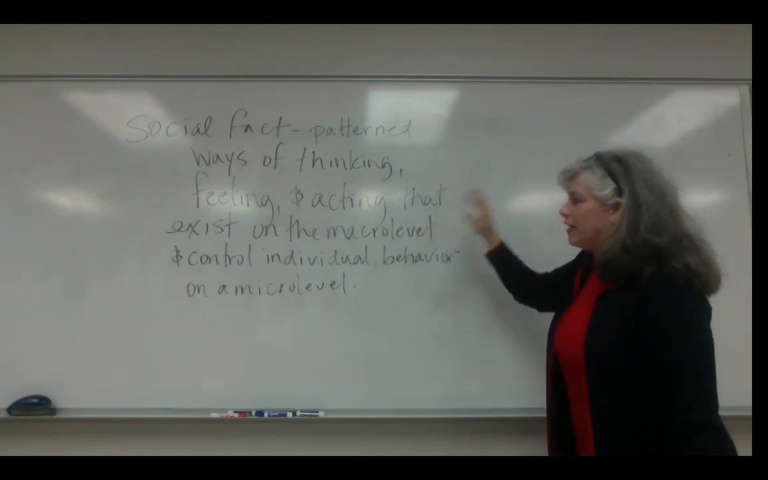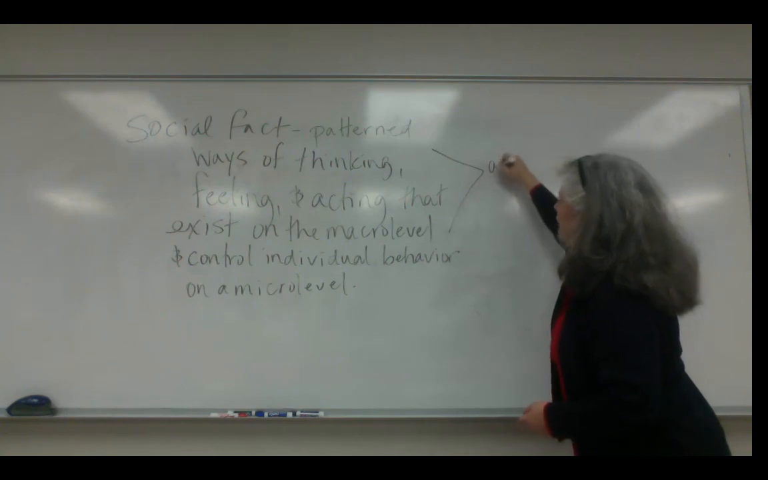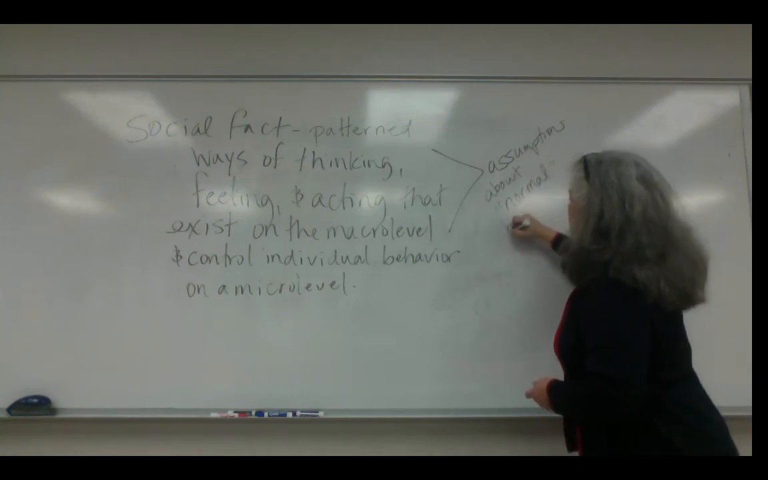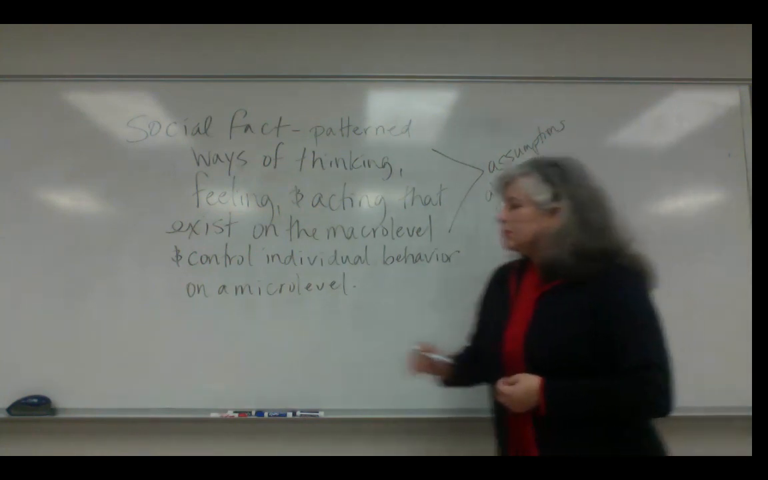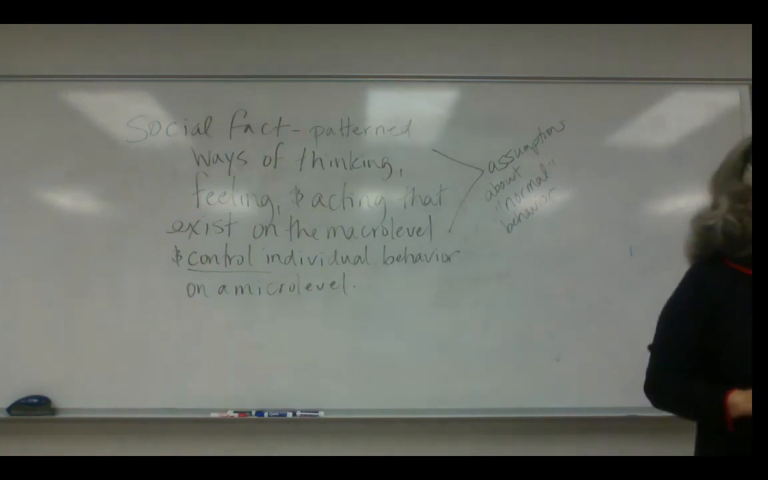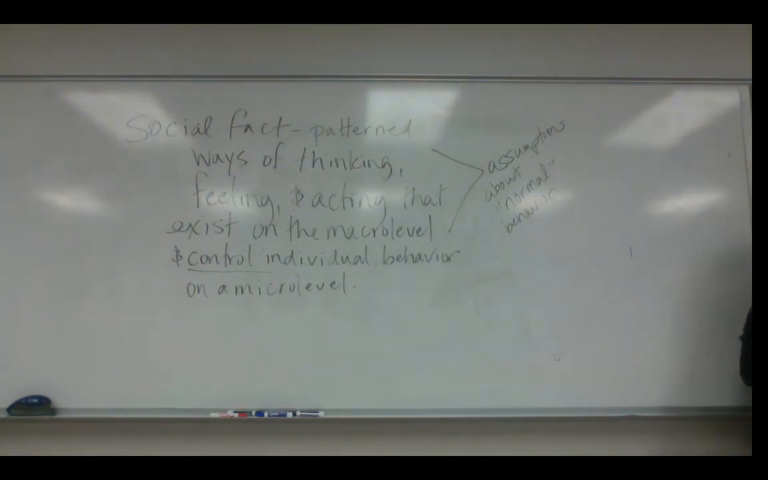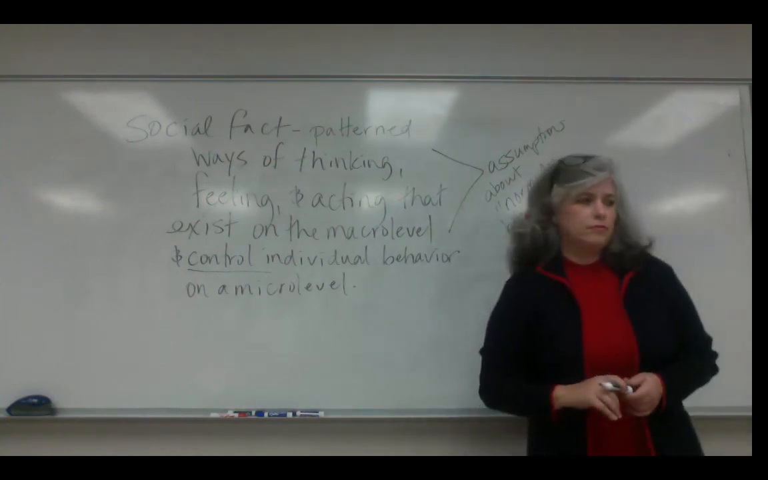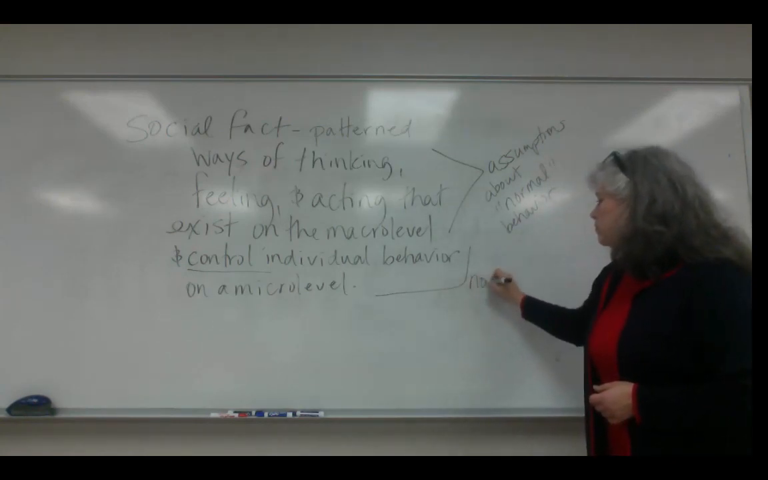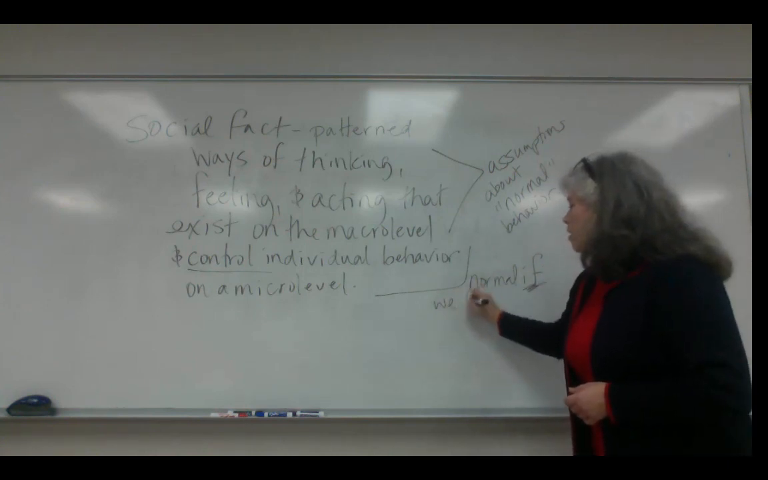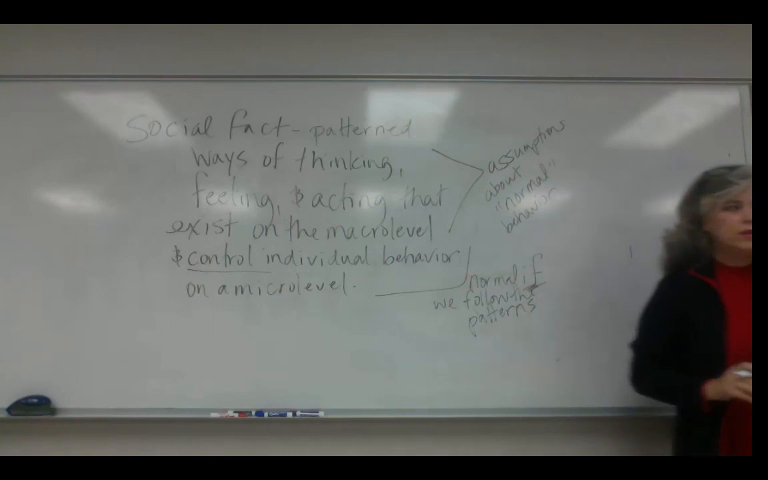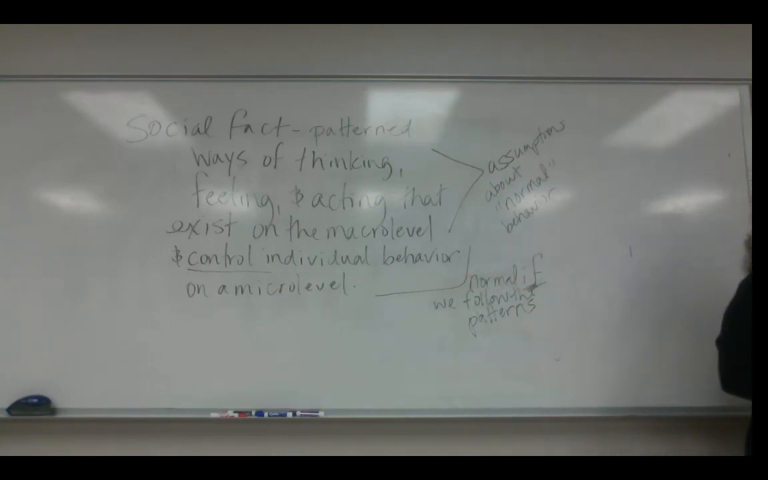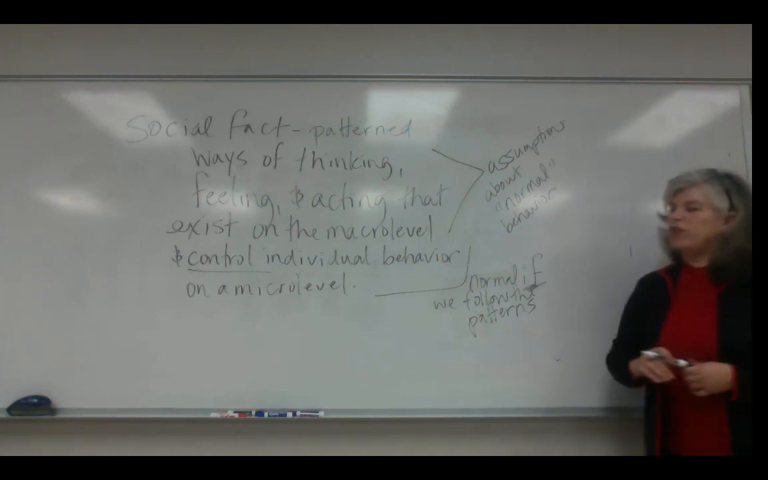So these patterned ways of thinking, feeling, and acting that exist on the macro scale, these are assumptions about normal behaviors. These patterned ways of thinking, feeling, and acting on the macro scale, and it controls our individual behavior. We will either be normal, following the patterns, or we will be something called deviant, not abnormal, but deviant, if we don't follow it.